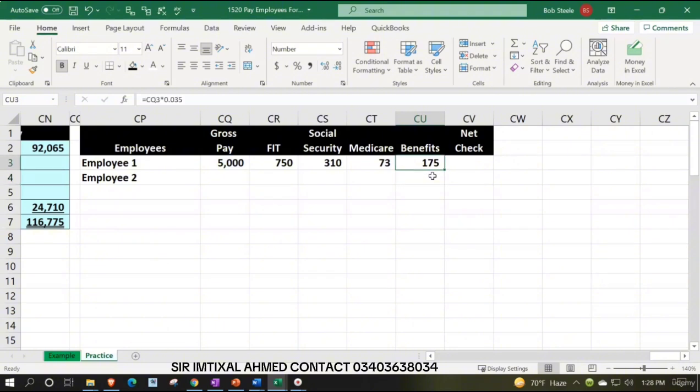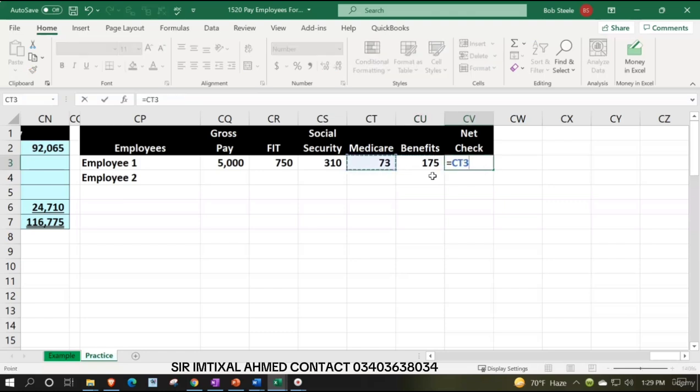So this is just an example of the things that would come out of their check. These three were forced to take out by the government. They're going for taxes. This then is a benefit that we're taking out of their check and paying on their behalf, which is kind of nice, so they don't have to worry about doing it. That means that their net check would be equal to this number, 5,000 minus the FIT, minus the Social Security, minus the Medicare, minus the benefits. This is what you would see in essence on their paycheck stub.